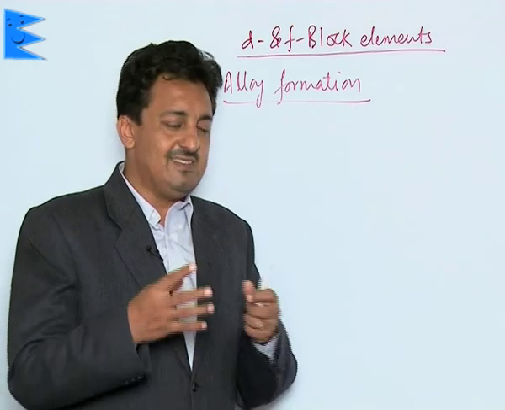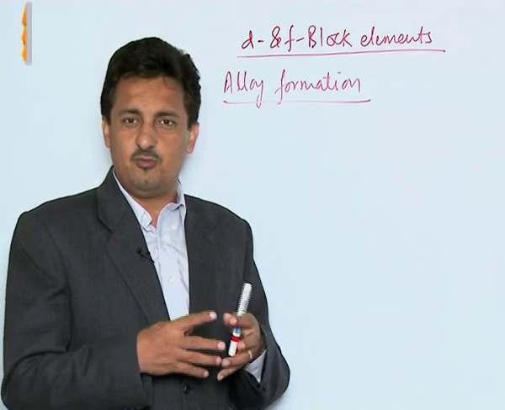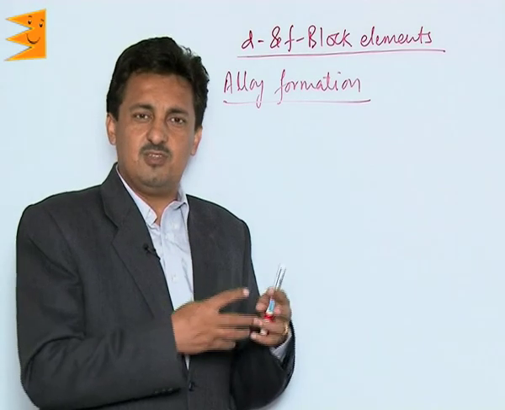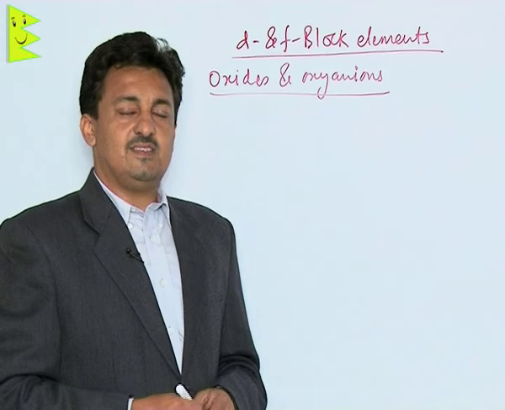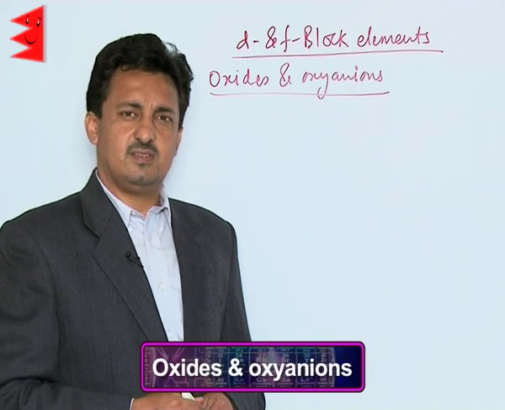And that is why we can easily mix copper and zinc in different ratios to form brass, bronze. It can be mixed with other different transition elements to form a number of alloys. And let us discuss their oxides and oxyanions.